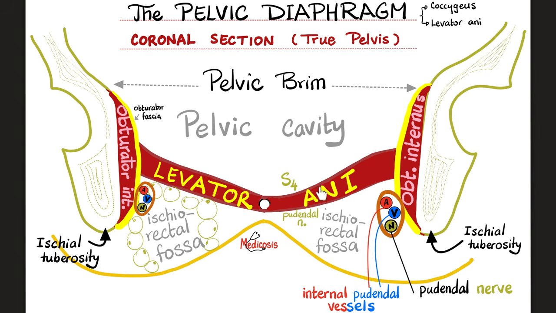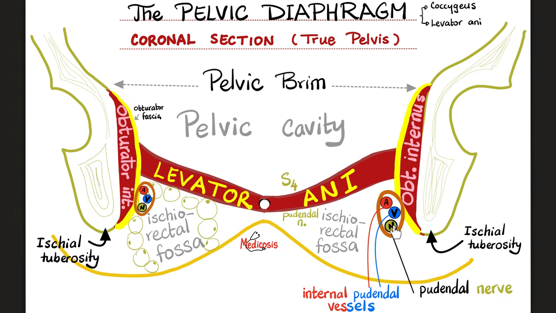The levator ani is a very broad muscle. Its superior surface is supplied by S4, but its inferior surface is innervated by the pudendal nerve. Speaking of the pudendal nerve, it is a loyal member of this pudendal canal. The pudendal canal contains pudendal artery, pudendal vein, and pudendal nerve.